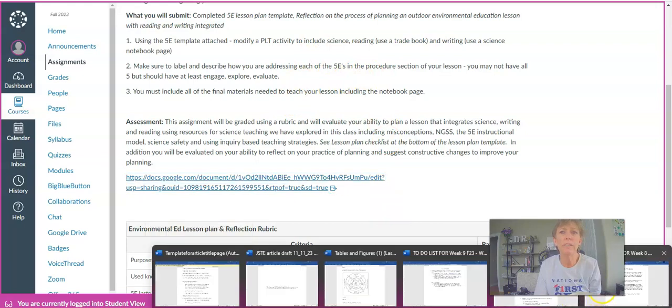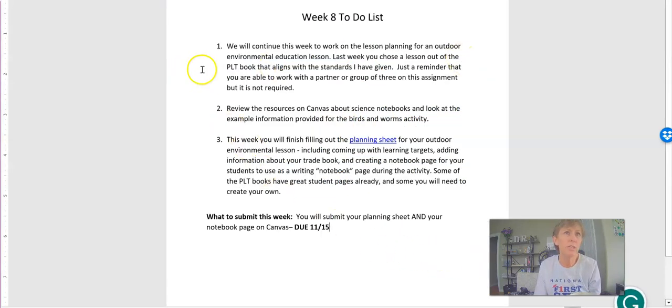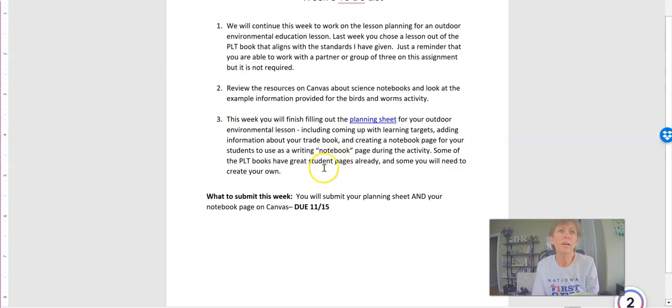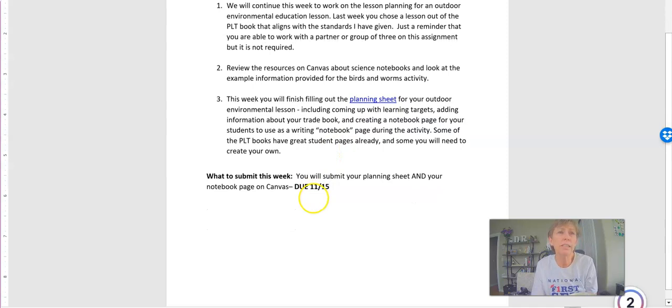So that is the homework assignment for today. So for your to-do list, it says we'll continue to work on this lesson planning, review the resources on Canvas about science notebooks, look at the examples that I provided for the birds and worms activity, and make sure you use the planning sheet that's linked to complete this. And this is all going to be due by November 15th.